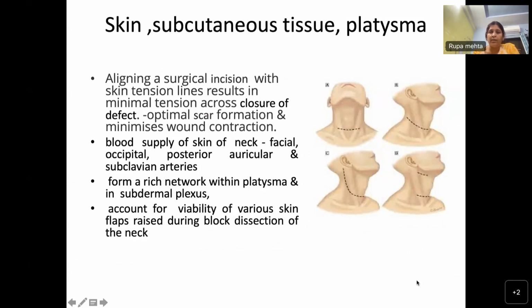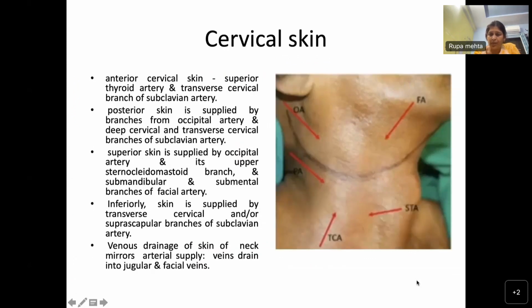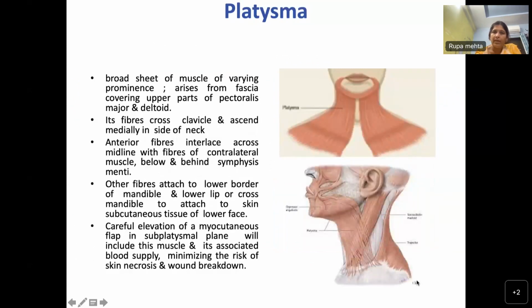We have to take the subdermal plexus and the blood supply into consideration. And the watershed area we have shown with the facial artery, the occipital artery, the superior thyroid artery, the transverse cervical artery providing various branches. So this is the watershed area. And then the platysma, which is very important. In all neck surgeries, wherever possible, unless it is involved, we always raise the subplatysmal flap so as to minimize the skin necrosis and wound breakdown, because the blood supply is associated with it.